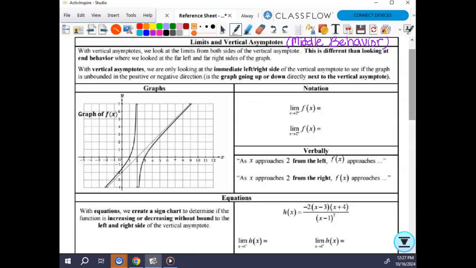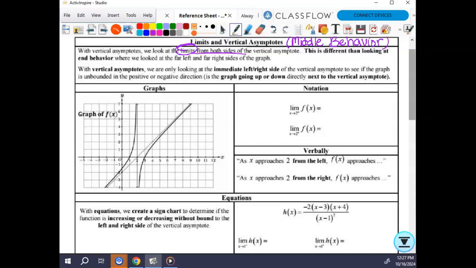Okay, so with vertical asymptotes, we look at limits from both sides. We can't get to the other side of infinity, right? We can only approach infinity from the left. We can't approach infinity from the right, because if you can't find the end, you can't get on the other side. But when you have a vertical asymptote, you can come from both sides of it. So it's different than looking at end behavior.